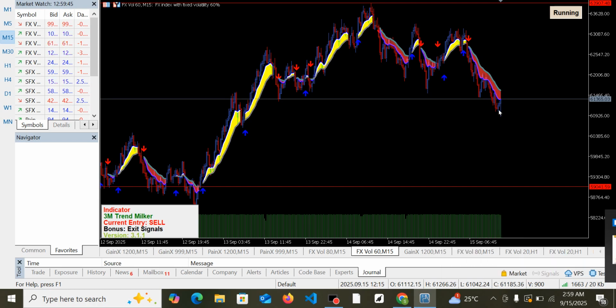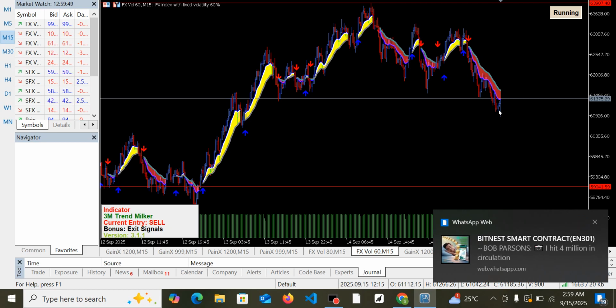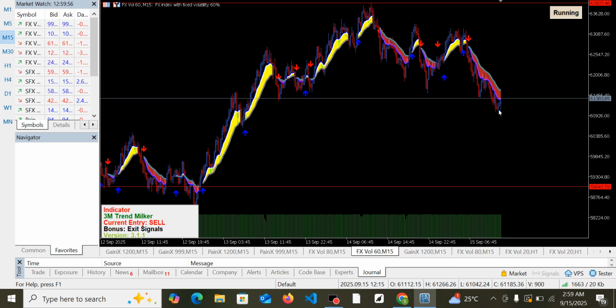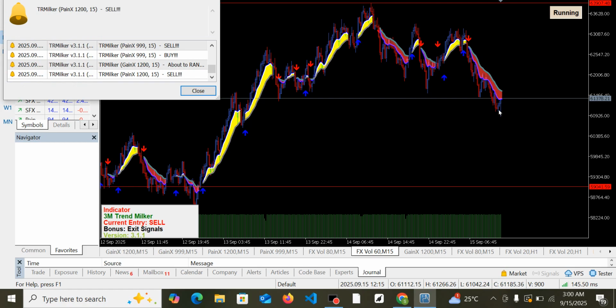So if you are able to identify all these on your own, then definitely you are good to go. But if you have issues in identifying them, then you may need a trading tool that can help you to identify all these. And one of the trading tools you can use is the 3M Trendmaker indicator. You can ask about it.